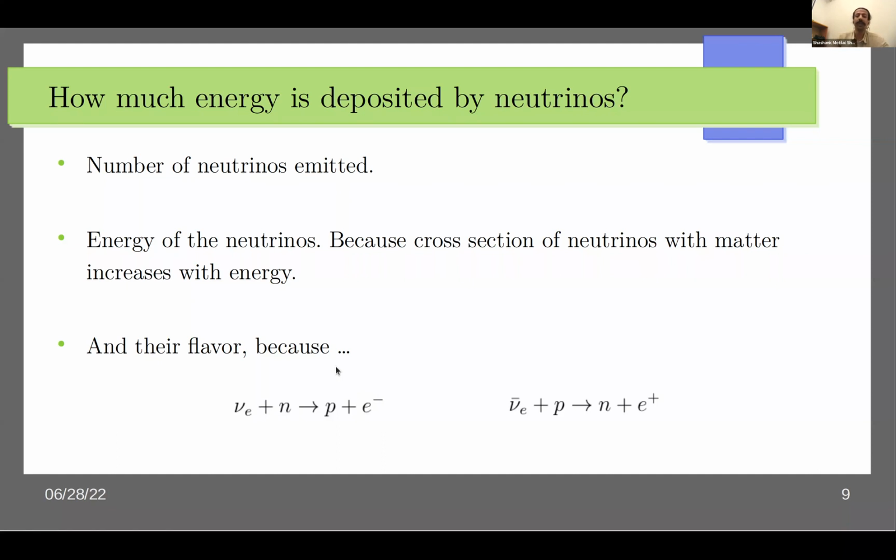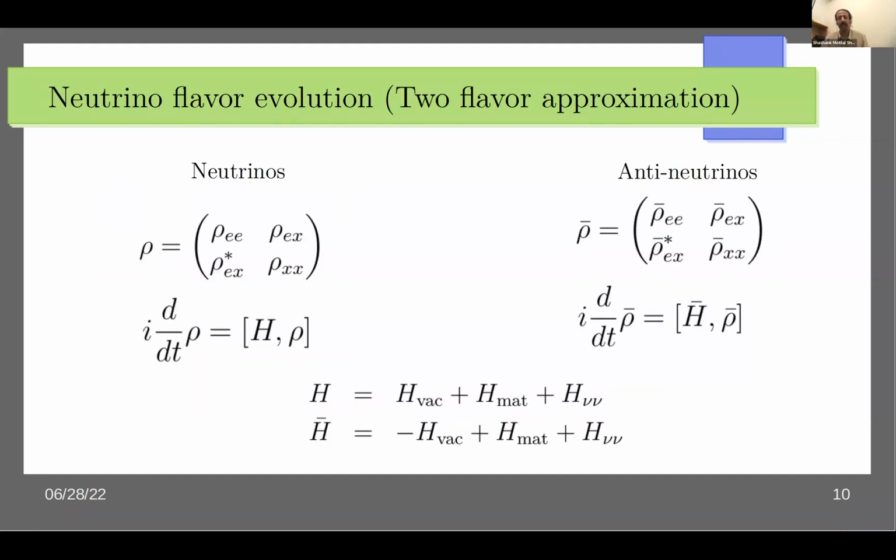But the flavor of the neutrino can change, right? So how do we calculate what actually happens if we take into account neutrino flavor evolution? In order to understand that, we have to first look at how we can represent neutrino flavor evolution. We can represent the neutrino flavor state by a 2x2 density matrix in the two flavor approximation. What do I mean by two flavor approximation? I mean that this X flavor is a combination of mu neutrino and tau neutrino. So instead of a 3x3 density matrix, which should be there, I only have a 2x2 density matrix. This density matrix evolves according to this Heisenberg equation.